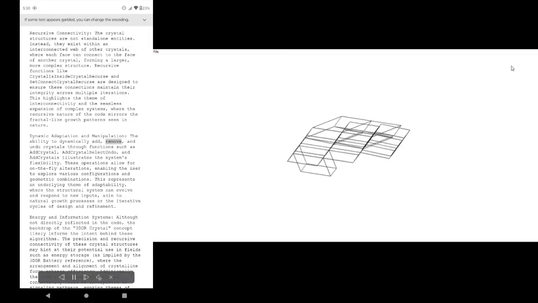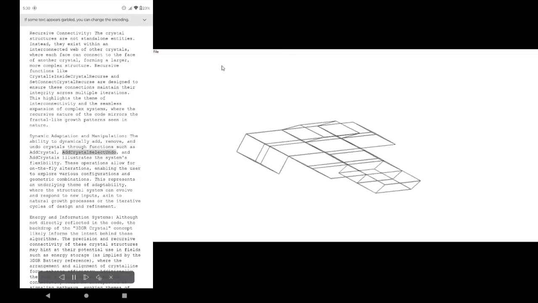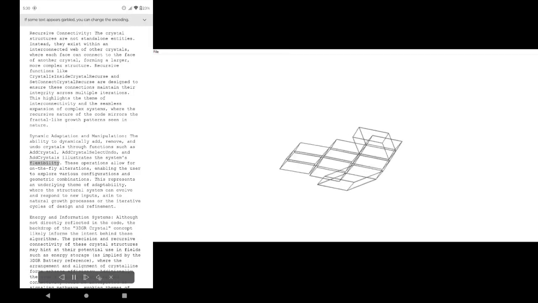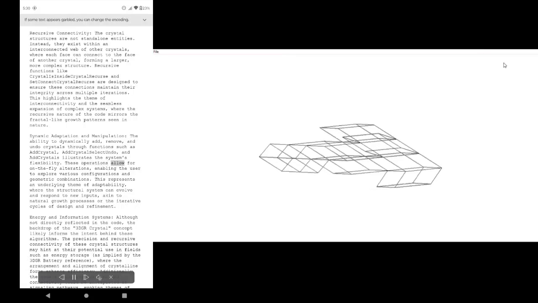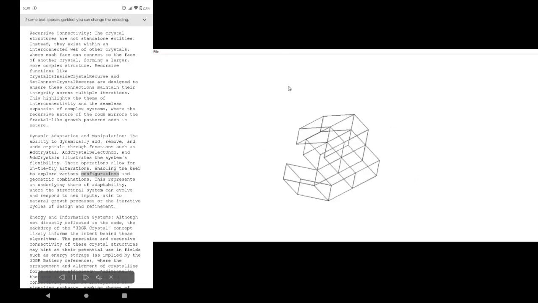Dynamic adaptation and manipulation. The ability to dynamically add, remove, and undo crystals through functions such as add crystal select undo, and add crystals illustrates the system's flexibility. These operations allow for on-the-fly alterations, enabling the user to explore various configurations and geometric combinations.